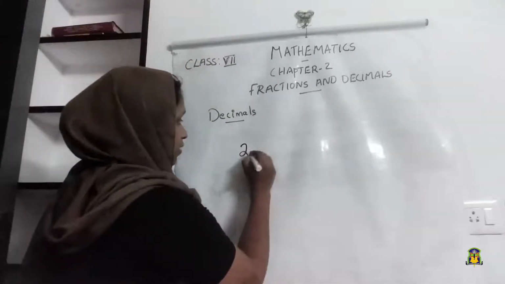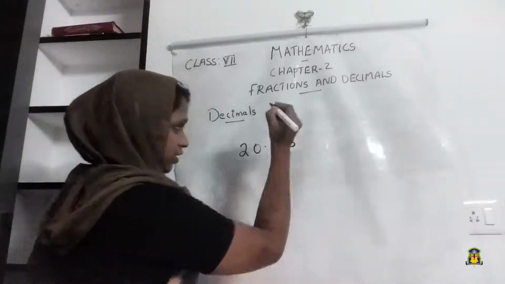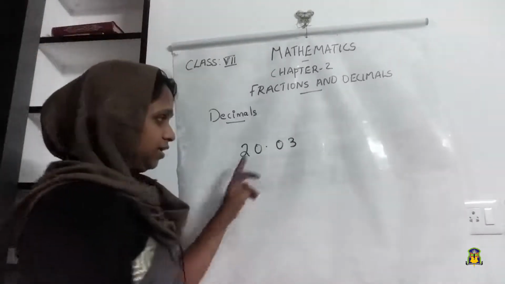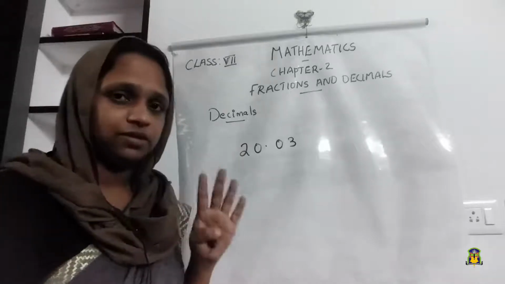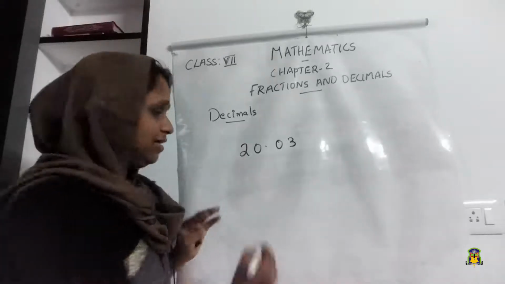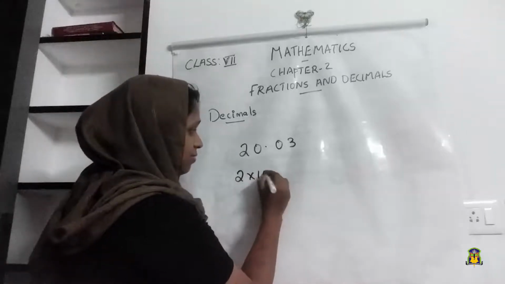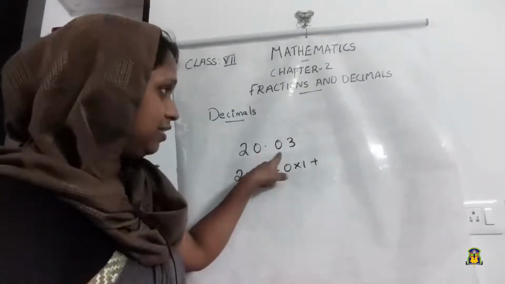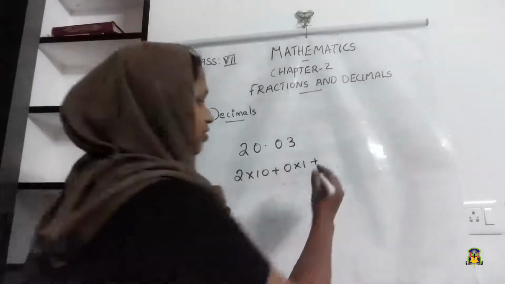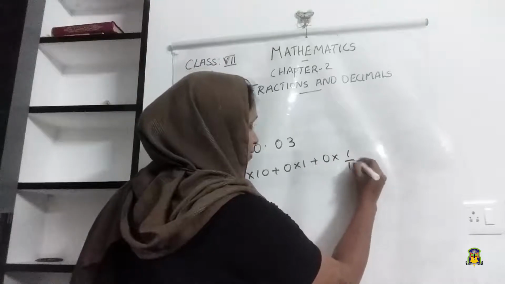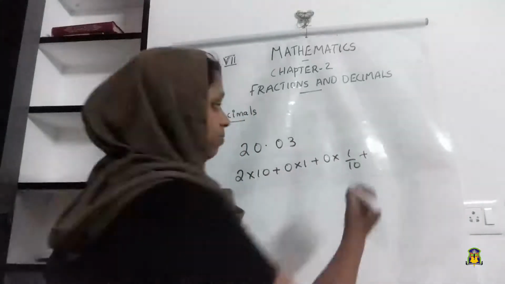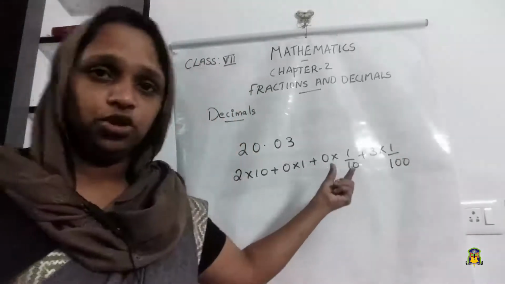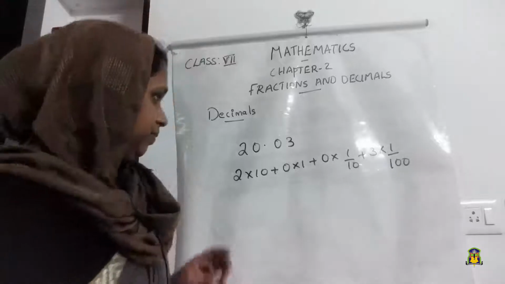If there is 20.03, then how to write in expanded form? Yes, we know this. 0 comes under ones place, so the answer will be 0. Then 2 into 10 plus 0 into 1, which is equal to 0 itself. Then this 0 comes under tenths, so 0 into 1 by 10 plus 3 into 1 by 100. Don't avoid this 0. You want to write like this itself.